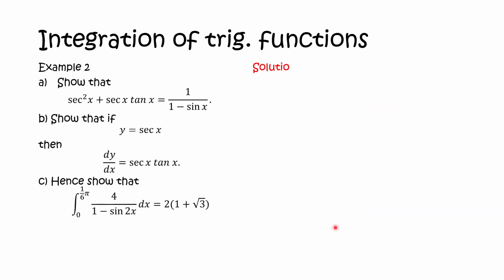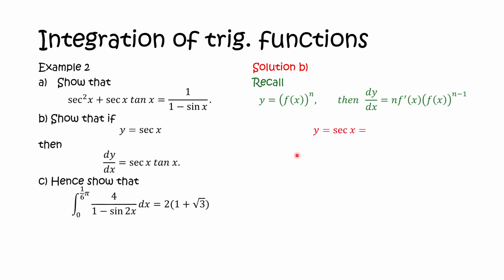With that, let's move on to part B. So with part B now, what we have is y is equal to sec x. But before we move on, it is important for us to recall some certain concepts in differentiation. If we have y is equal to f of x to the power n, the derivative of that would be given by dy dx is equal to n times f prime of x times f of x to the power n minus 1. So with that in mind, let's apply this to the function that we're given, sec x.